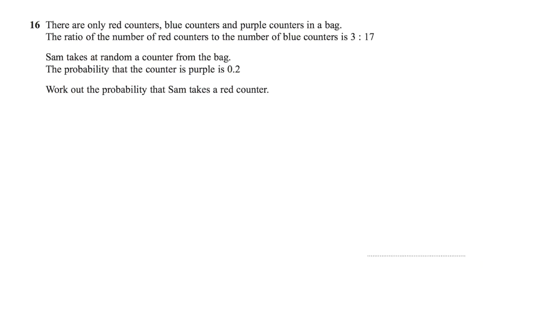Question 16. There are only red counters, blue counters, and purple counters in a bag. The ratio of the number of red counters to the number of blue counters is 3 to 17. Sam takes at random a counter from a bag. The probability that the counter is purple is 0.2. Work out the probability that Sam takes a red counter. So the probability of a purple counter is 0.2.